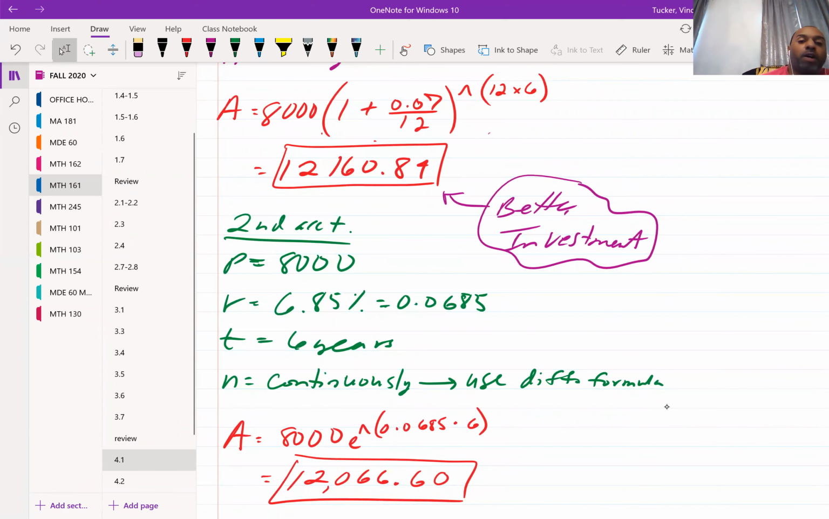So comparing the two, we see that the first account is the better investment because we get more money when everything's said and done. So at the end of the 6 years, we get a little more money.